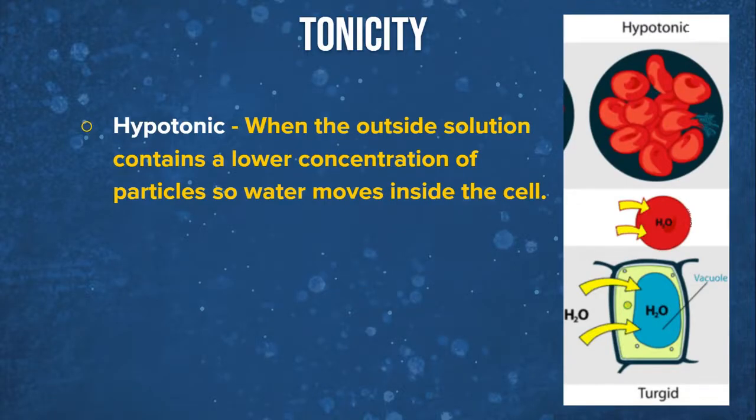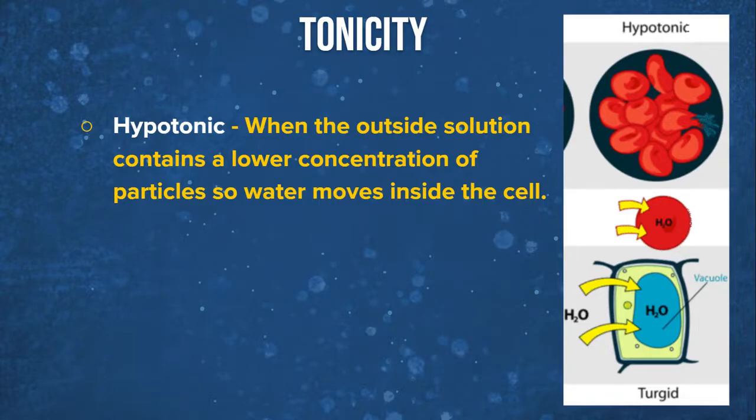Now, this is when the outside solution contains a lower concentration of particles, so the water moves inside the cell instead. So outside is low, inside is high. To help balance, more water is pulled into the cell and it swells up. In the case of animal cells, it actually even can burst if it swells too much. Plant cells, because they need a lot of water, the cell wall protects its shape.